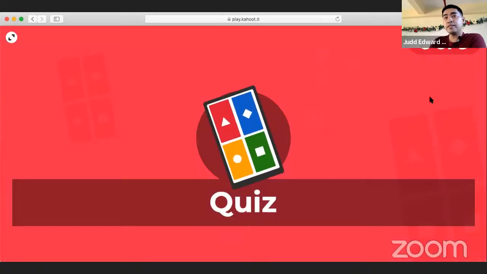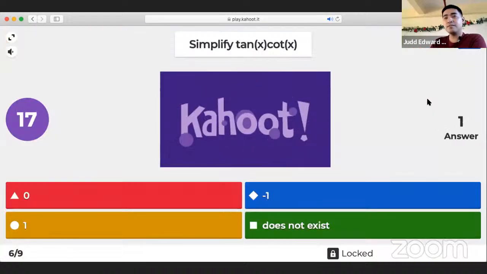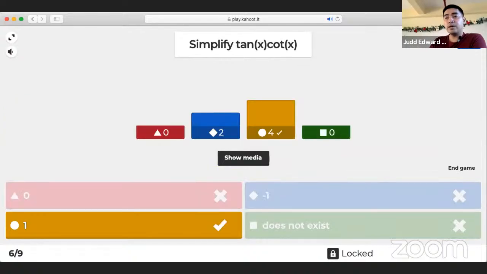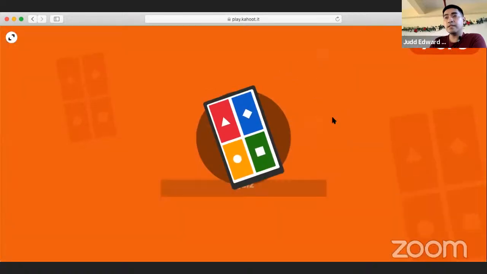We still have 4 more questions. Simplify tan x cotangent of x. Is this the same question? Okay, the correct answer is 1. 4 got it correctly. Let's have the next question.